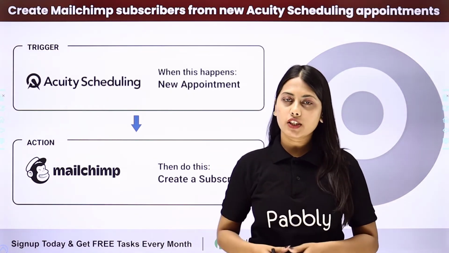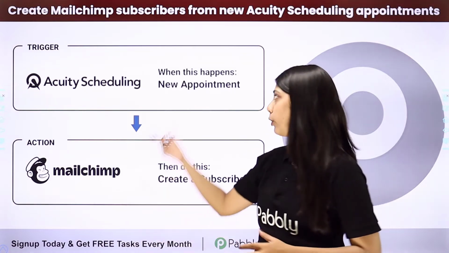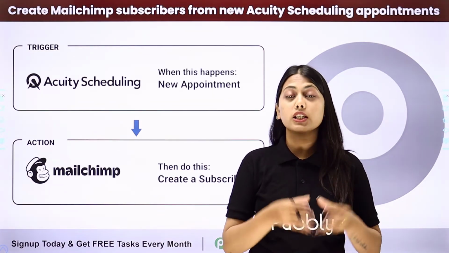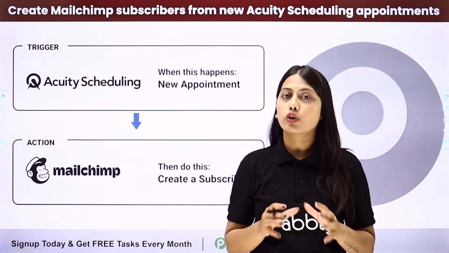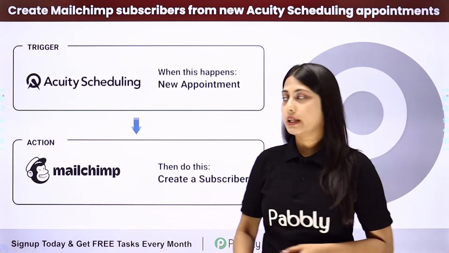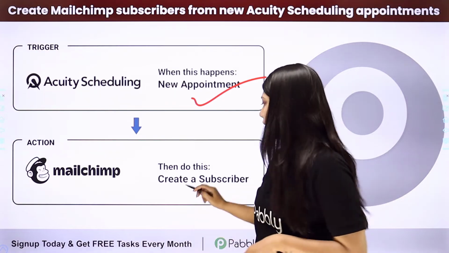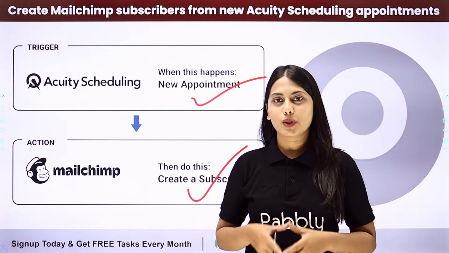So if you use Acuity scheduling to create appointments for your customers, then every time a new appointment is created, you want that information to be used to create a new subscriber in your Mailchimp account as well. So we can create an automation for this with the help of Pabbly Connect, where our trigger will be new appointment created in your Acuity scheduling and our action will be to create a subscriber in your Mailchimp account. Let us learn how to do it.